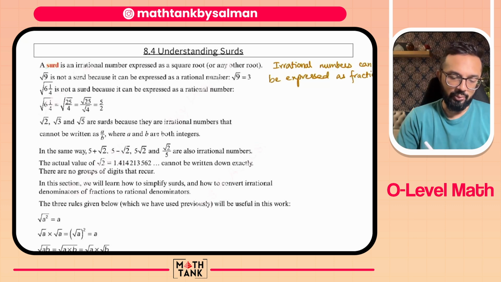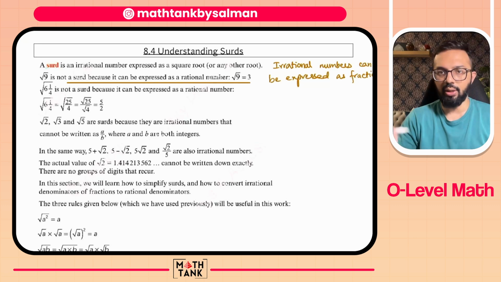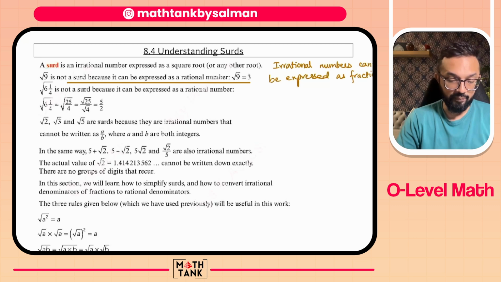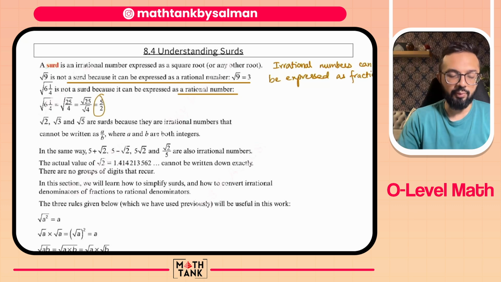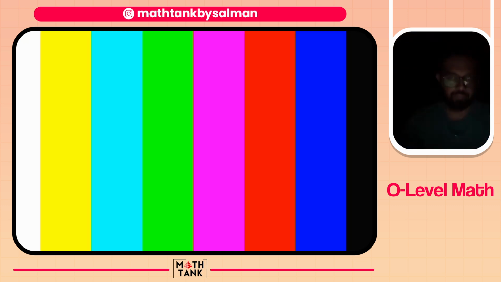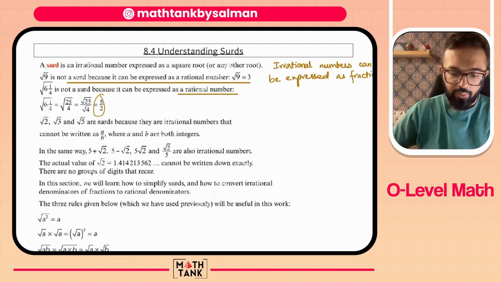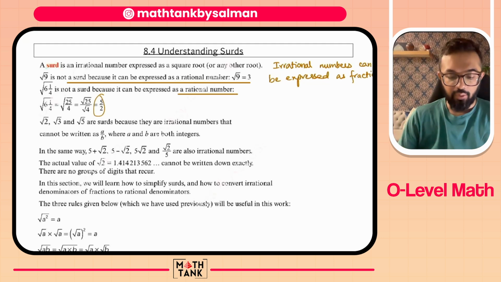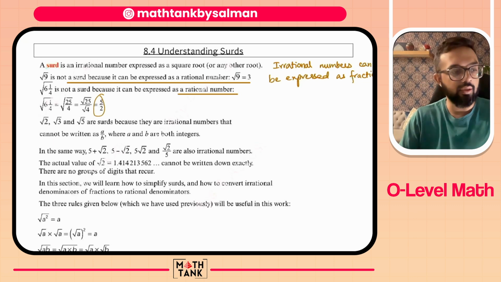Root of 9 is not a surd because it can be expressed as a rational number, that is 3. 3 is basically 3 over 1. Root of 6 whole 1 over 4 is also not a surd because it can be expressed as a rational number. You can get 5 over 2 out of it. So root of 2, root of 3, root of 5 are surds because they are irrational numbers that cannot be expressed as fractions.